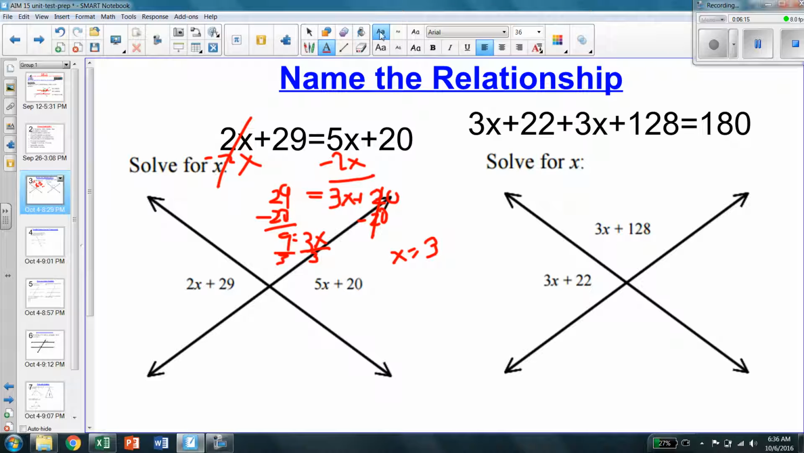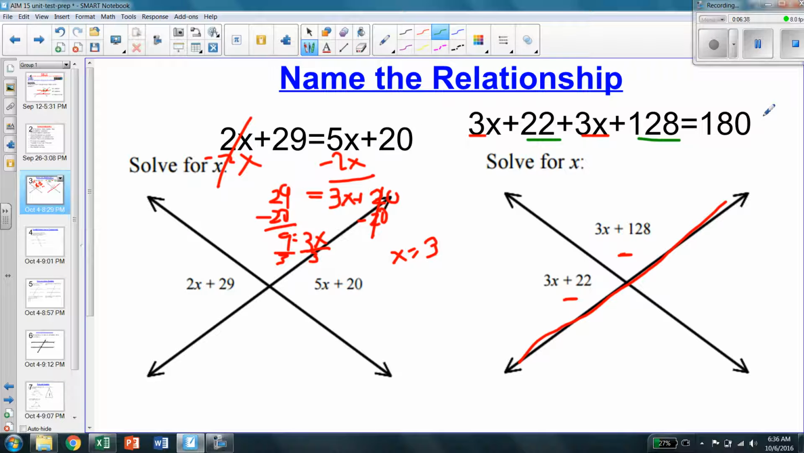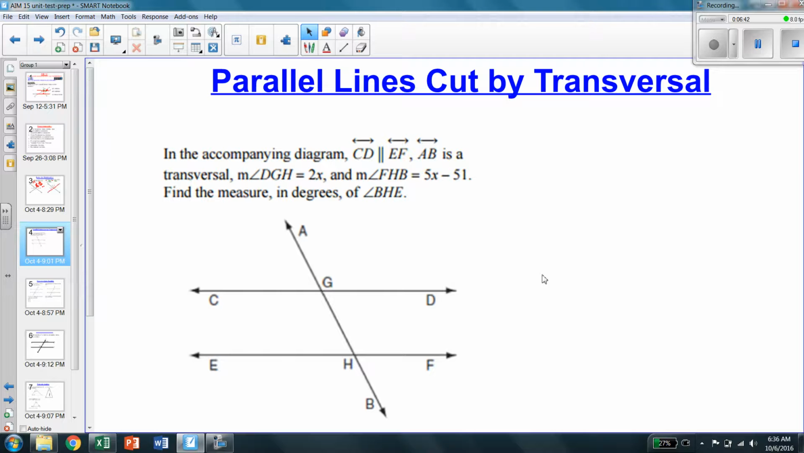This angle and this angle together are on this straight line, so they make 180 degrees. So we need to write a relationship that shows that. Using some algebra, combine like terms, and then balance your equation. You should be able to solve for x, so I will let you do that. Alright.